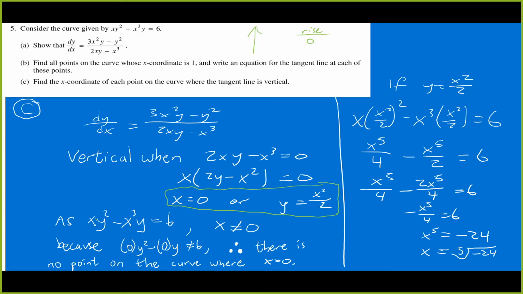So I've got x to the 5th minus 2x to the 5th is negative x to the 5th over 4 equals 6. So I'm going to multiply both sides by 4. It gives me 24 divided by the negative is negative 24, and then take the 5th root of both sides to get my x value. Therefore, x is the 5th root of negative 24. They only asked for the x coordinate, so at that point, I'm done. Any questions on what we did here?